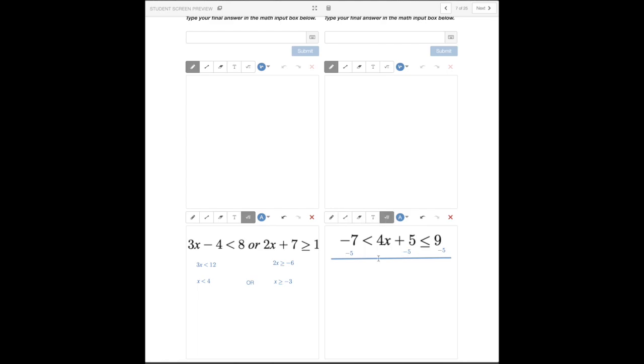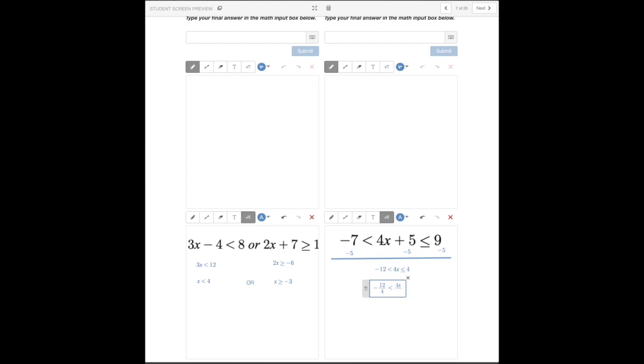And then negative 7 minus 5 is negative 12, less than 4x, less than or equal to 9 minus 5 is 4. So that's what this next line looks like. Now, in order to get x by itself, I must divide all 3 places by 4. So I'm going to type this all over, but actually show you I'm dividing by 4.